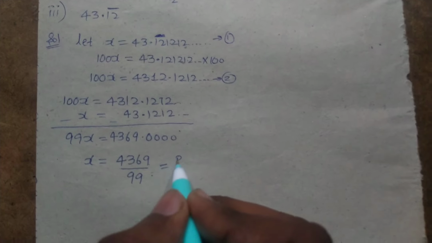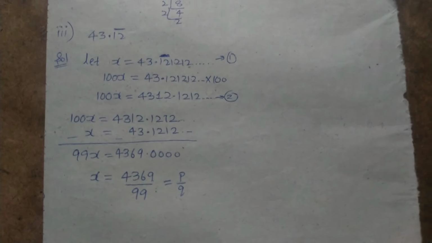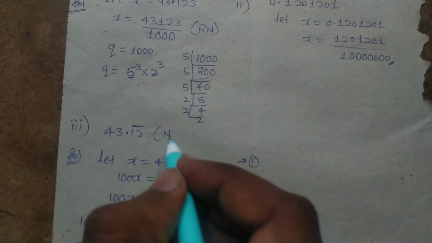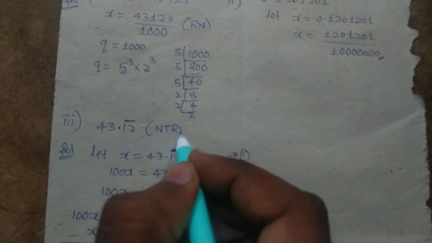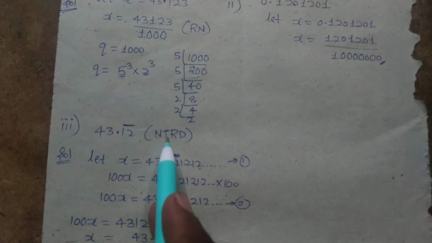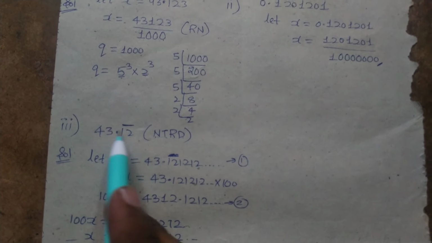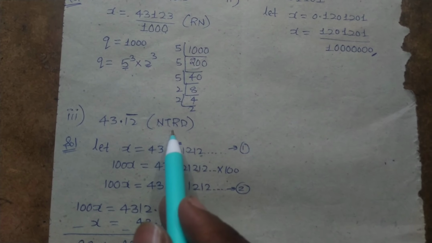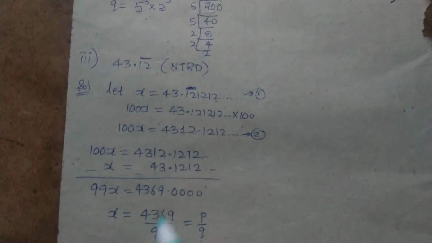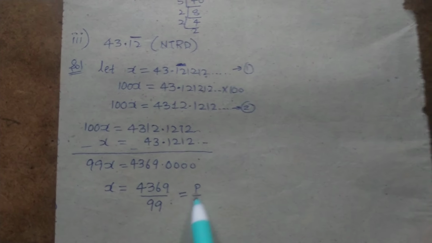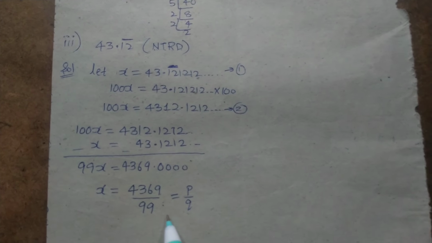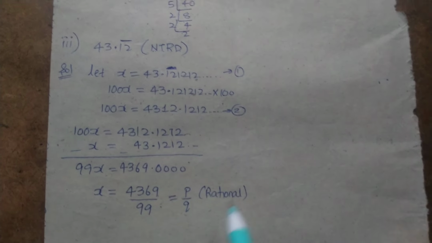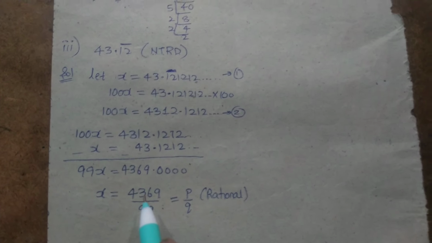Now this is in the form of p by q or not? Yes. So we are able to convert. This is a non-terminating but repeating decimal. After the point it is getting repeated. So a non-terminating repeating decimal, we can convert into p by q form. We have already converted it here into p by q form. That is nothing but rational form. Okay, so we got a rational number. Clear?